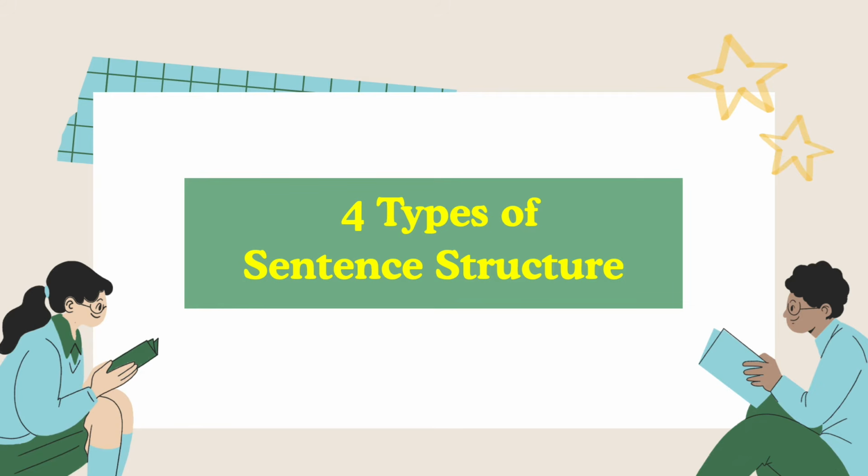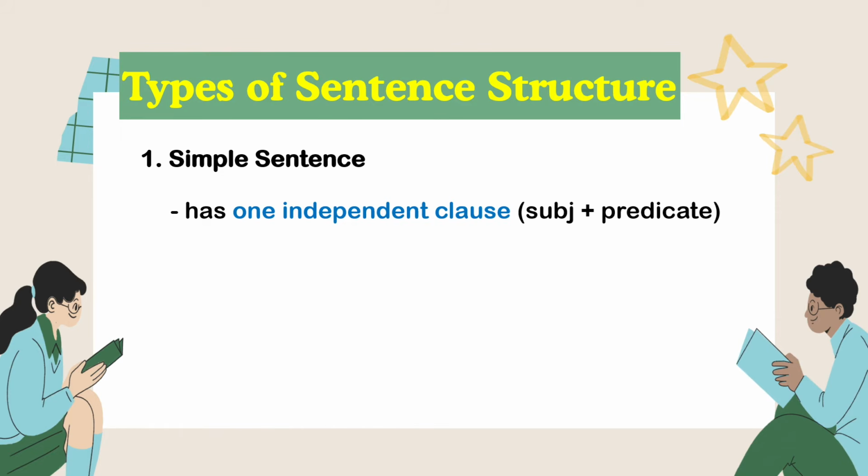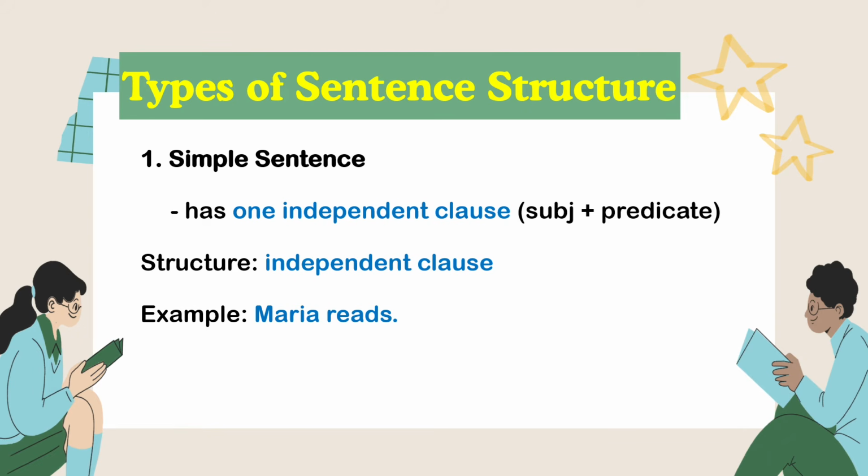There are four types of sentence structure, starting with simple sentence. A simple sentence has only one independent clause, a complete thought with a subject and predicate. For example, Maria reads.